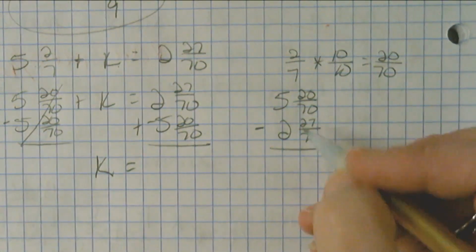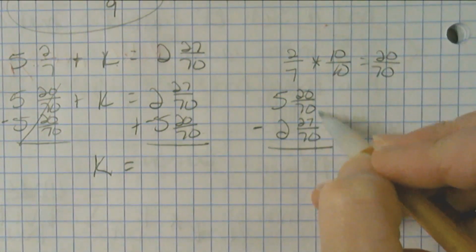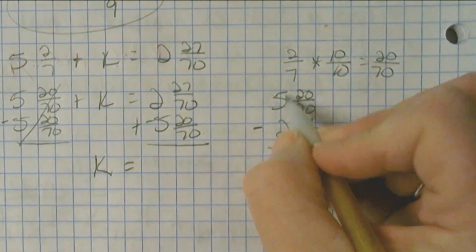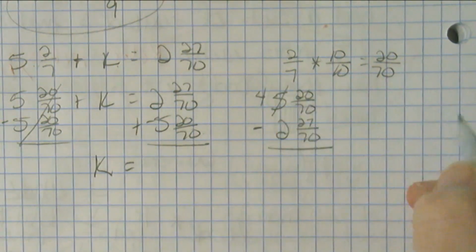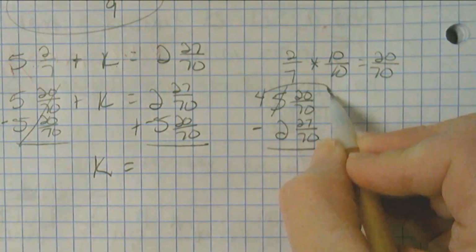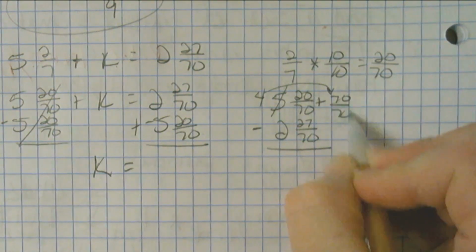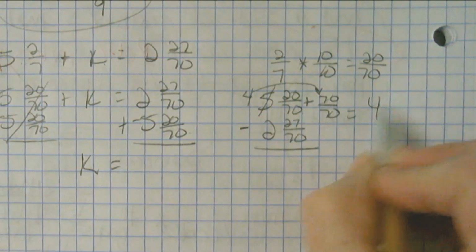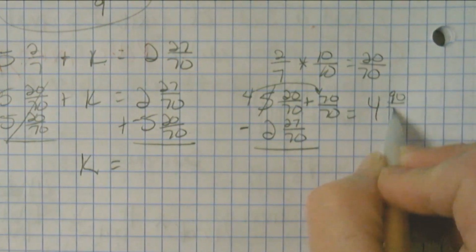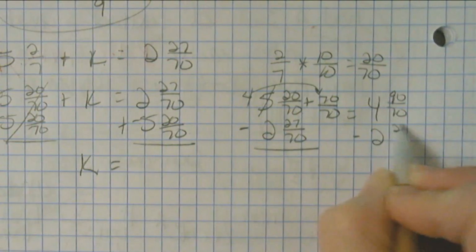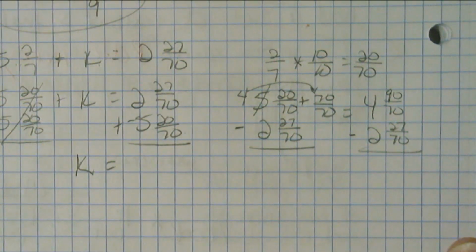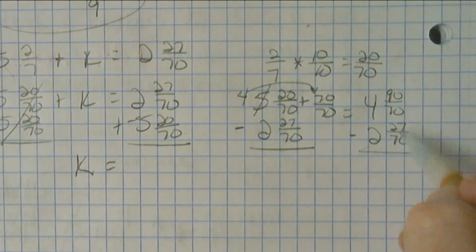So here I do have to borrow, because I have 20/70 minus 27/70, and I have a whole number to borrow from. So I'm going to take that 5 and I'm going to make it a 4. I'm going to turn that 1 into 70 over 70, and I'm going to add it to my 20/70. So I have 4 and 90/70 minus 2 and 27/70. Are you cool so far? Okay, now I'm going to go ahead and subtract.